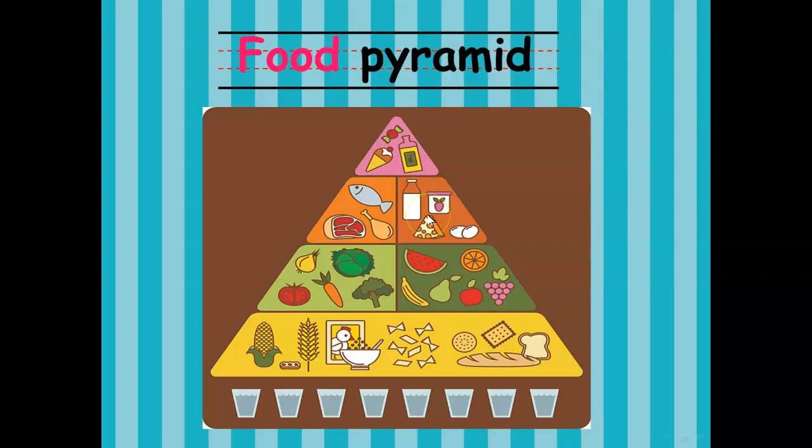Pyramid. This is a food pyramid. If I ask you, define the food pyramid, what do I mean by a food pyramid? A food pyramid is a chart that contains different food groups. Here we have cereals, fruits, vegetables, chicken, and fish. Also, we have oil and sweets. Okay, so food pyramid is the first word in my lesson today.